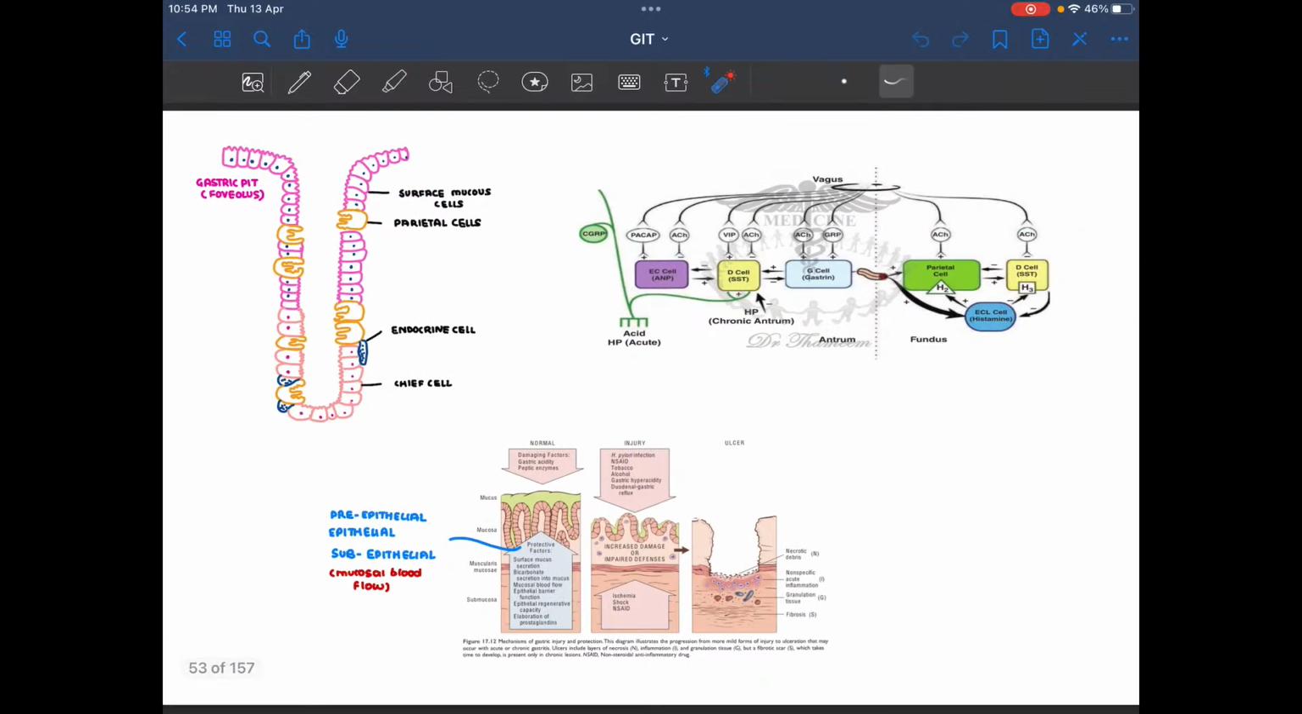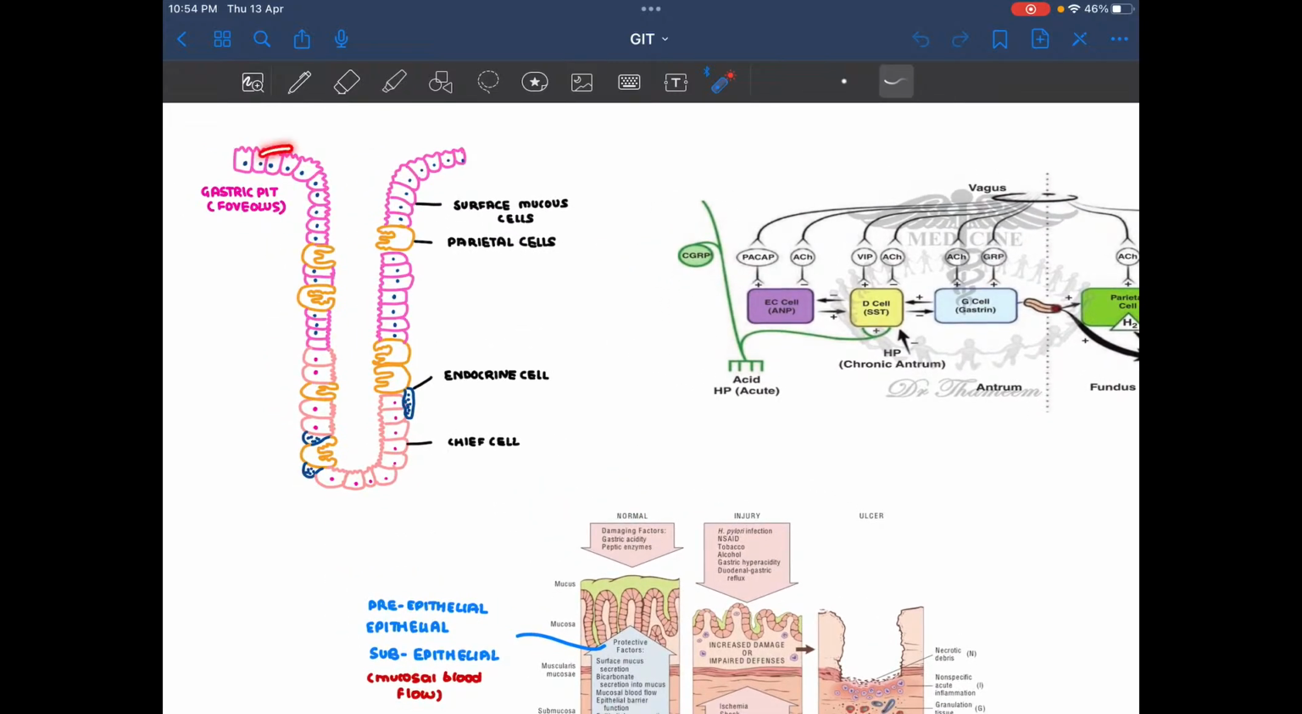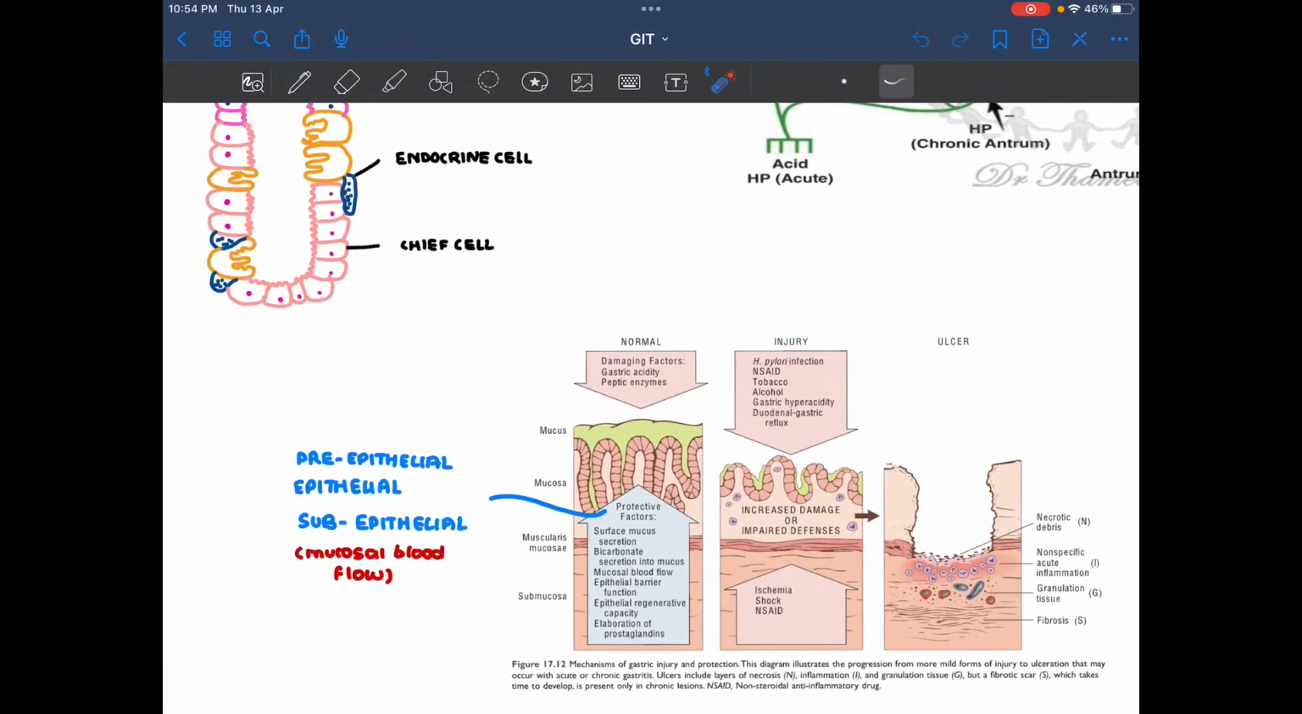Okay, so now we move on to your gastric secretions right now. So just remember, this is what we call as a gastric pit, also known as a gastric glands. We have two types of gastric glands. Let's see now, okay? And this I've taken from pathology.